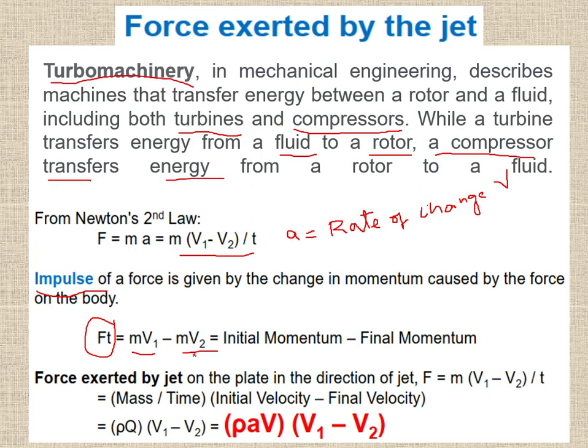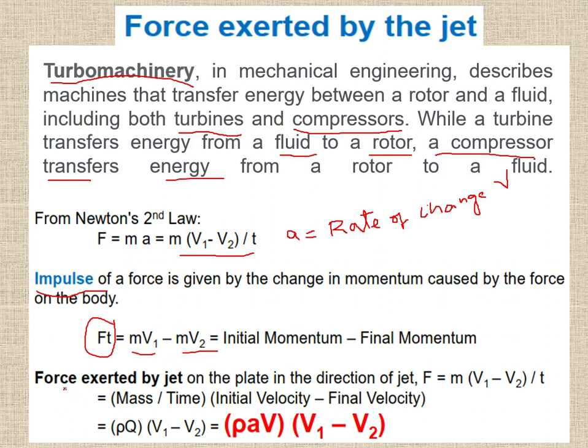Or we can say that the net force acting on an object is equal to the rate of change of momentum. If you take the t down, what will happen? The net force will be equal to the rate of change of momentum. So here the impulse is equal to the change in momentum, but the net force, according to the second law of Newton, is equal to the rate of change of momentum.